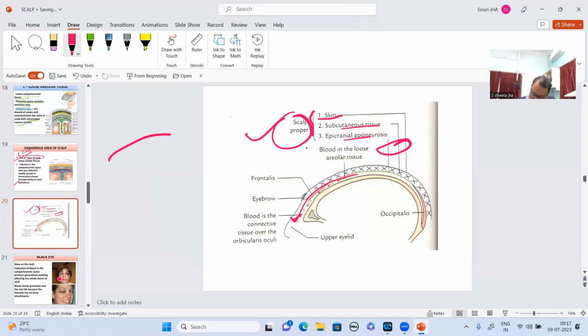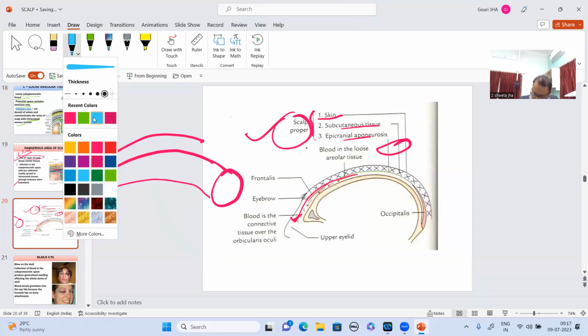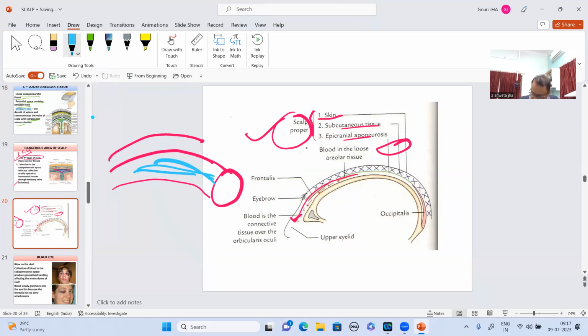We have the skin over here, and the epicranial aponeurosis over here. Below this aponeurotic layer, we have the fourth layer over here. The blood from the vessels could come very easily down to the eye region, so it will produce black eyes.